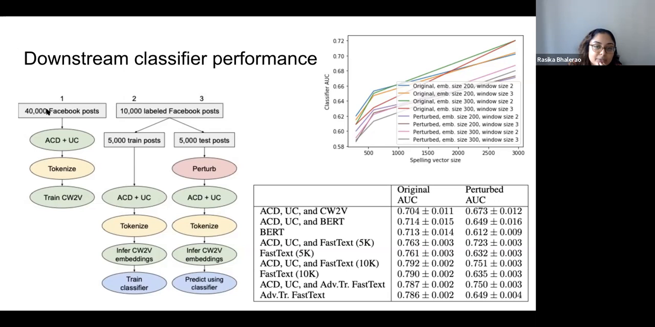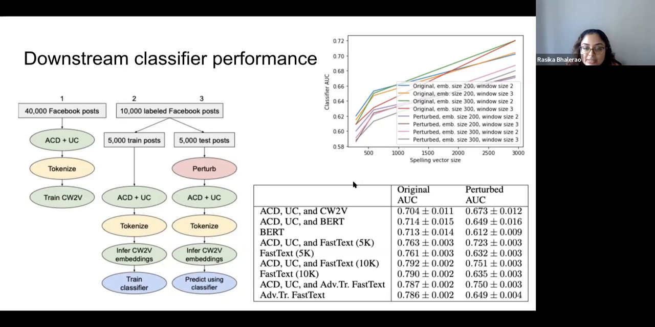So here you can see the method that we used. Column 1 is where we trained the CW2V vectors themselves. We trained them using 40,000 Facebook posts, passed them through the string manipulations, tokenized and trained. Column 2 is where we took those CW2V vectors to train the classifier. And column 3 is where we used the classifier that was trained. So you can see exactly when we perturbed and put defenses into the pipeline.